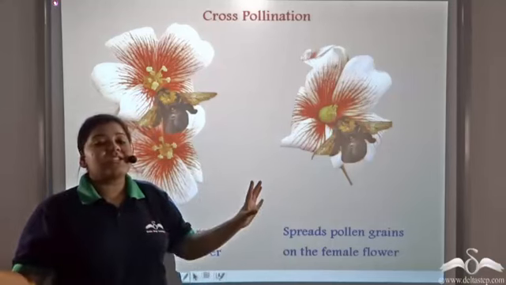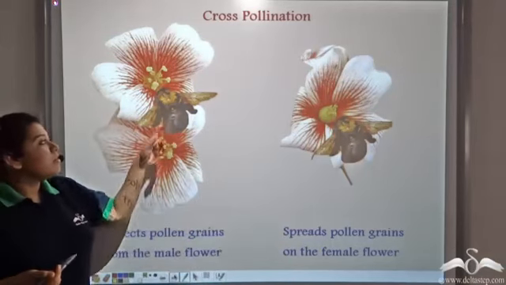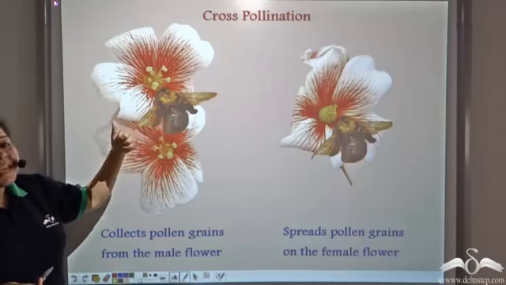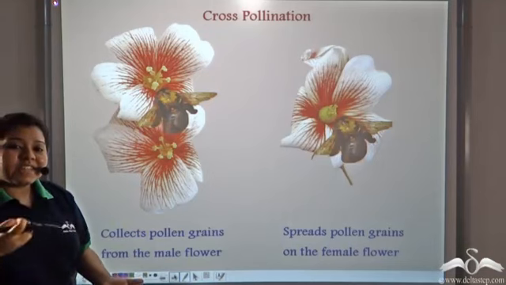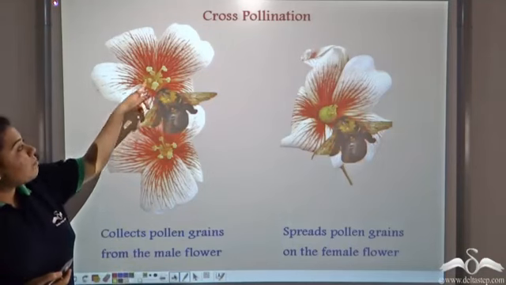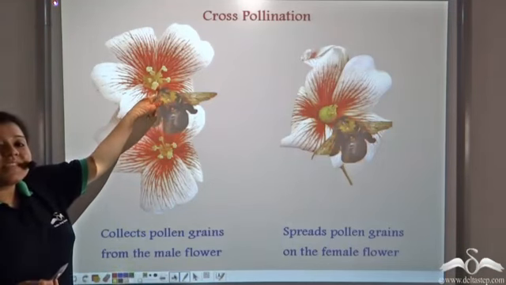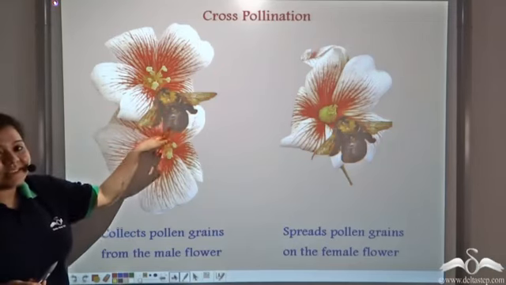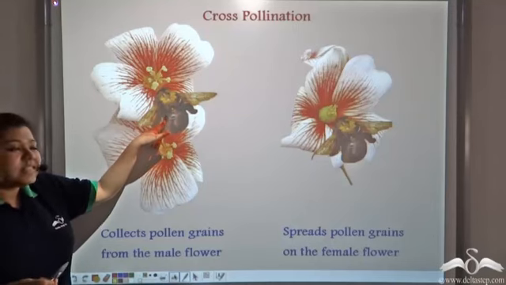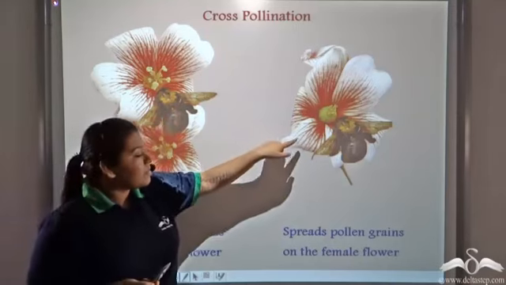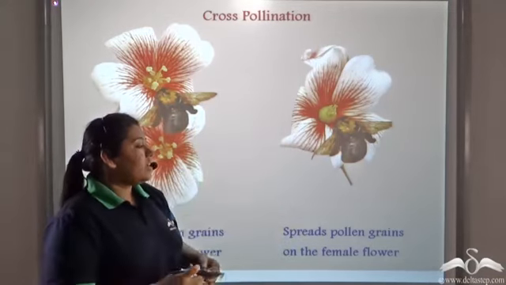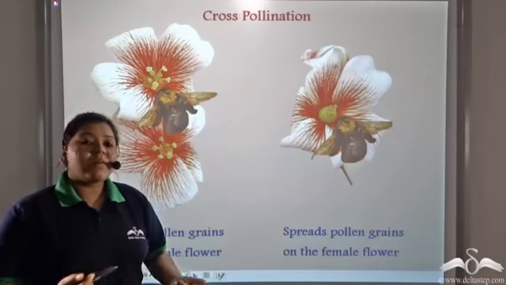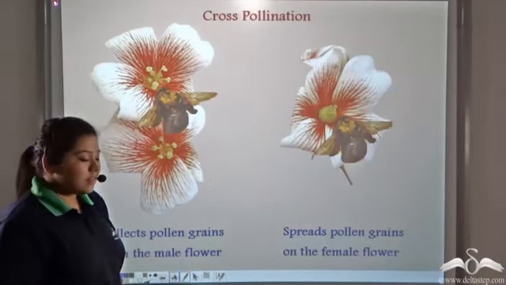And this transportation is being made possible by these flies. While sitting in a male flower, while taking nectar out of it, the pollen grains that are present in these male flowers get stuck onto the body of these insects. And when these insects sit on a female flower, they spread onto the female reproductive parts, thus bringing about cross-pollination.